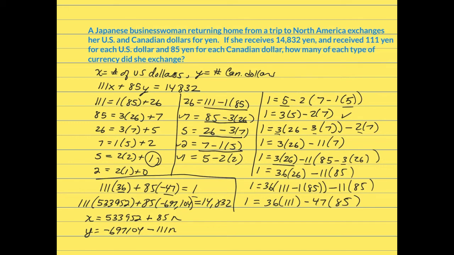With this particular word problem, or any word problem in fact, we really want the positive values. It doesn't make sense, for example, that she walked into the bank with 533,952 US dollars and negative 697,104 of Canadian dollars. So the trick is to figure out the particular values of n that make both x and y positive. And we're going to need another screen for that.